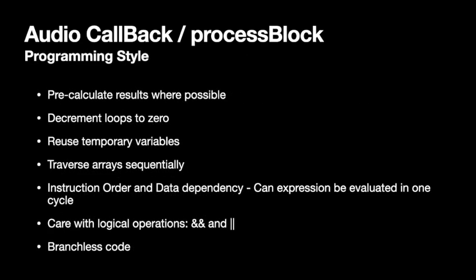In terms of programming style, we should always seek to pre-calculate variables rather than calculate them in the process block. Decrementing a loop is slightly less expensive than incrementing a loop, but it's not massively important. Reuse of temporary variables rather than declaring multiple variables is useful to do. Always try to traverse arrays sequentially to improve the cache. Order instructions carefully so there are fewer potential data hazards, and think about data dependency.